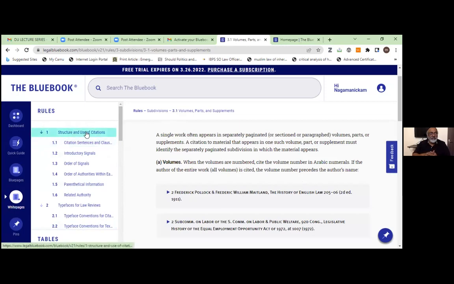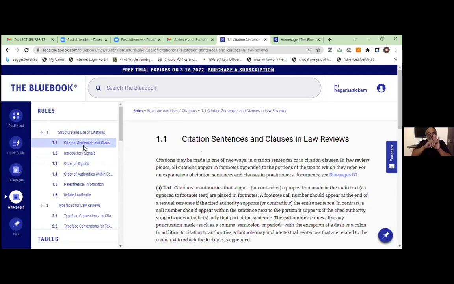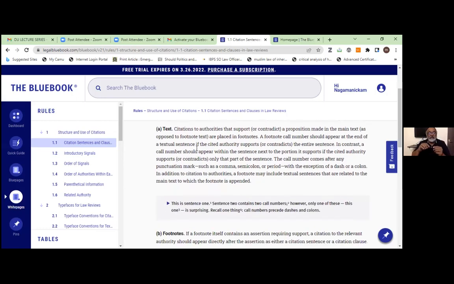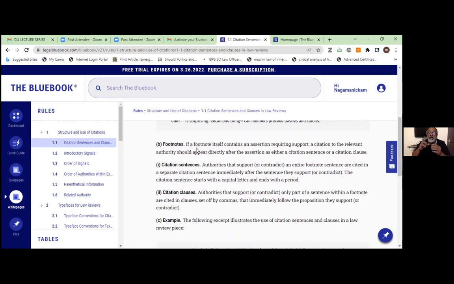So here, structure and use of citations. They've given a proper listing. Let's get into the first one, citation. I'm just going to pick the main important ones that we researchers usually use while conducting a research study, while you're footnoting a particular article or whatever. So let's get into it. Citation sentences and clauses in law reviews. So how does it look?